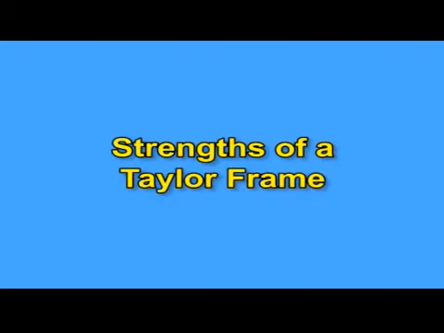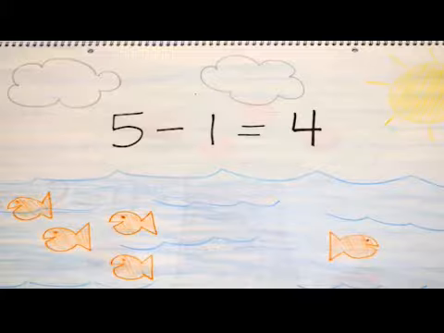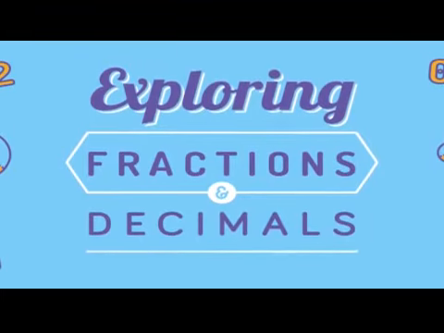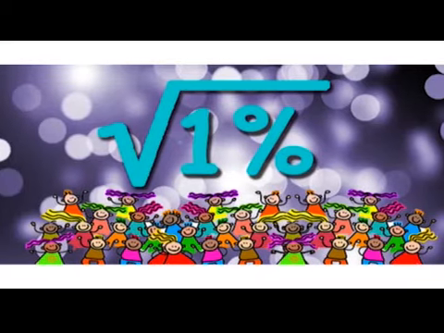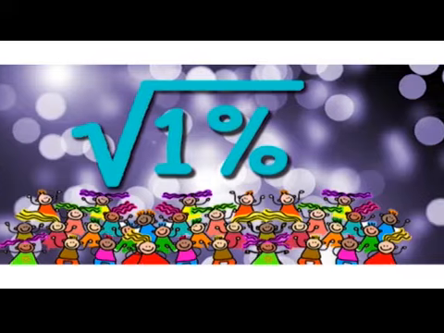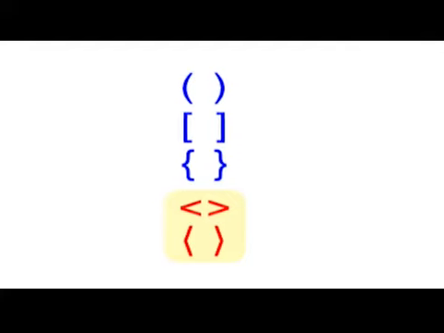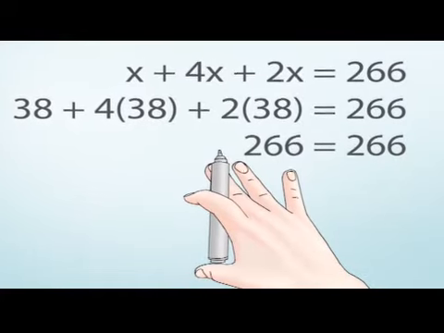Next we will see some of the strengths of a Taylor frame. The strengths of the Taylor frame are as follows. Steps can be displayed. Each and every step can be visible. Ability to solve addition, subtraction, multiplication and division problems. Ability to solve problems involving fractions and decimals. Ability to solve percentage and square root problems. Ability to use various brackets involving problems in simplification methods. Ability to solve algebraic problems.